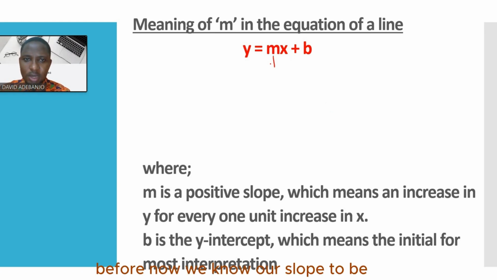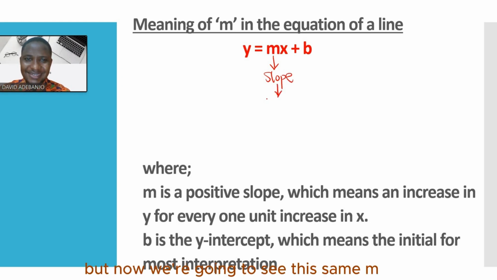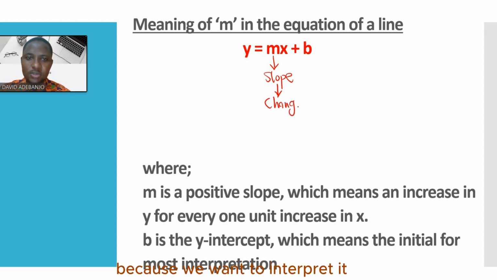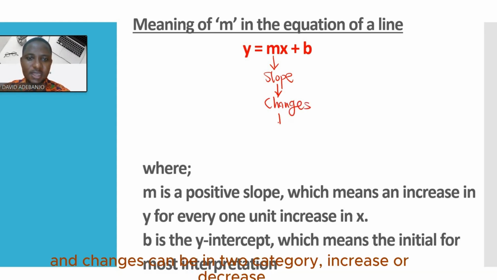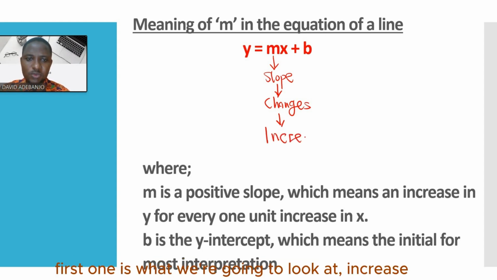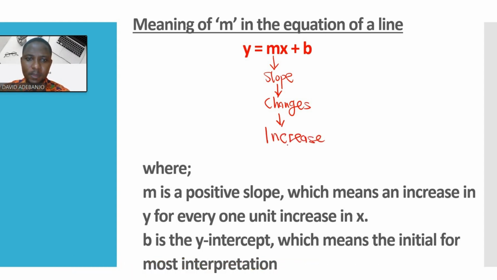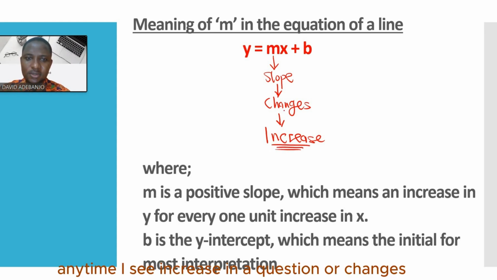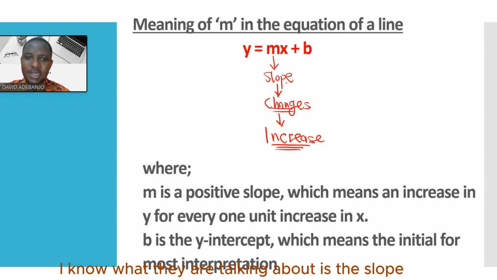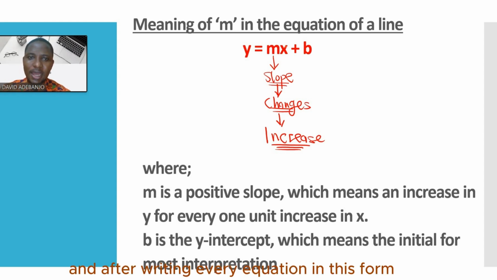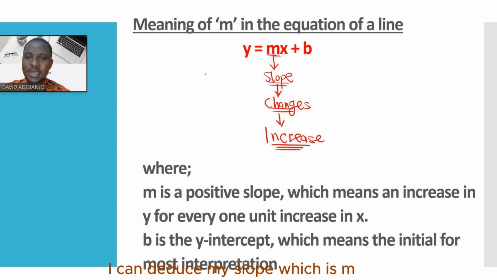Before now, we know our m to be the slope in this equation. But now we're going to see this same m, which is our slope, as changes, because we want to interpret it. And changes can be in two categories, increase or decrease. The first one we're going to look at is increase. So anytime I see increase or changes in an equation, I know they are talking about the slope. And after writing every equation in this form, I can deduce my slope, which is m.